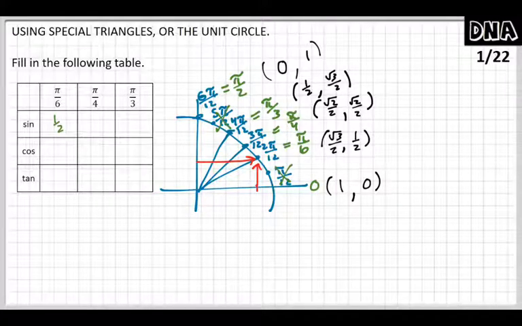Let's fill in our trigonometric values. So sine of pi over 6 is 1/2. That's because when I look at pi over 6 and I look at the height number, which is y, we get 1/2. At pi over 6 for cosine, we're looking at the co-height, which is rad 3 over 2.